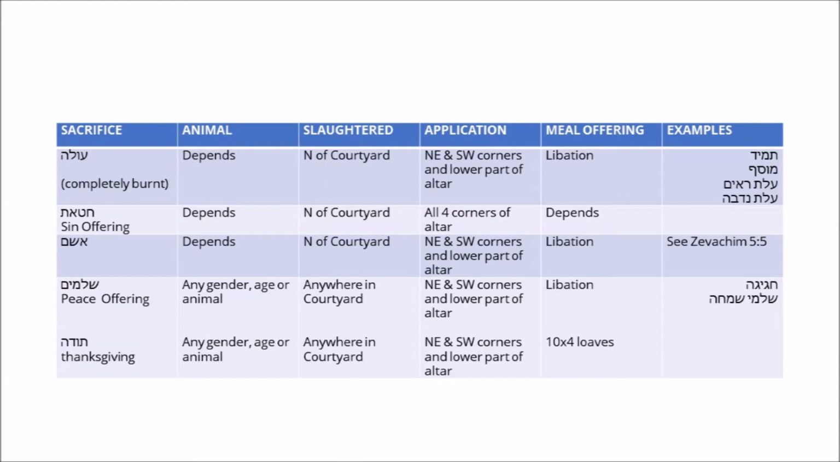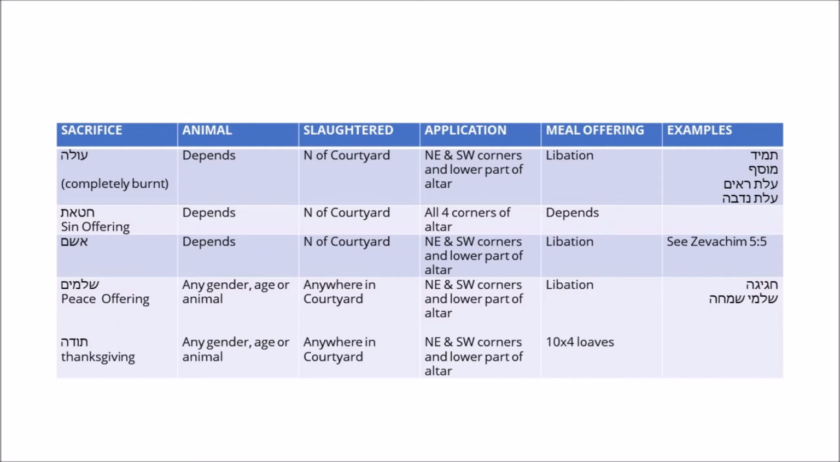Firstly, the ola, which is completely burnt. We've just mentioned it. This is brought under a range of circumstances, and the type of animal that is brought depends on the circumstances involved. But in all cases, it's slaughtered in the northern side of the courtyard, and the blood is applied to the northeast and southwestern corners and the lower part of the outer altar. The meal offering that's brought with that, as we will come on to in a moment, is a minchas nesochim in Hebrew, or a libation meal offering.